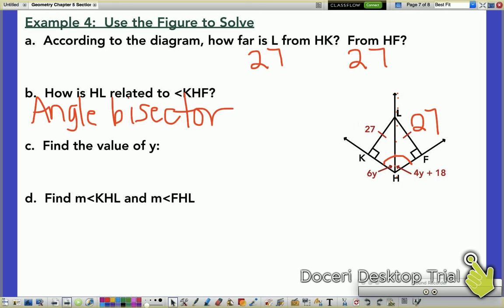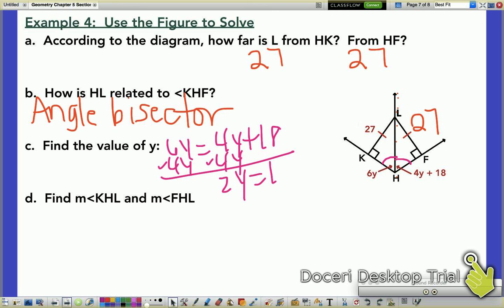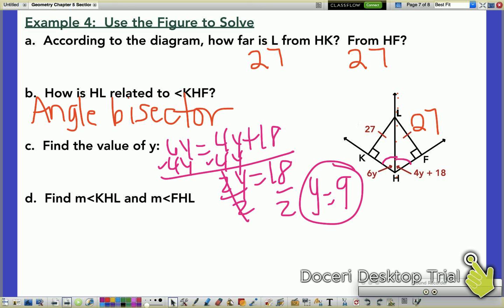The value of y, so that would mean that and that angle are congruent. So it wants me to find the value of y, so I'm going to set those equal. 2y equals 18. y equals 9.